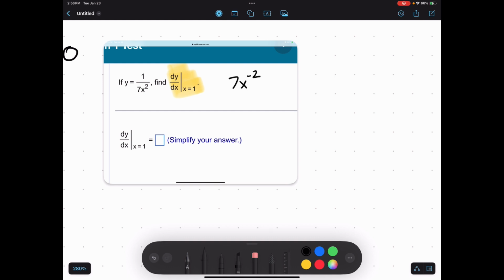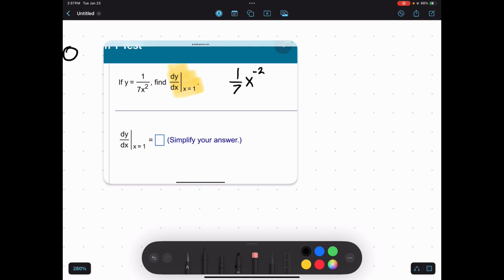Why not? Because the 7 isn't affected by the exponent. The 7 needs to stay down in the denominator. I can't also bring the 7 up. I only bring the x up. So instead, a really effective way of writing this is keeping the 1/7 as a fraction and then writing x to the -2 as its own kind of thing.